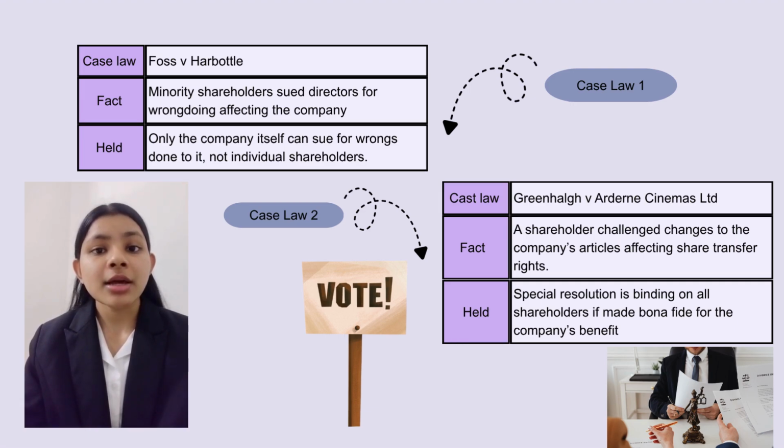The first case is Foss v Harbottle. A minority shareholder sued the directors for mismanaging the company and misusing its property. The main issue was whether individual shareholders have the right to take legal action for a wrong done to the company. The court held that they do not, and that the proper plaintiff is the company itself. This means only the company can sue for such wrongs, not individual shareholders.